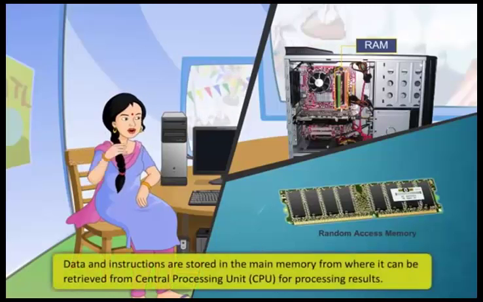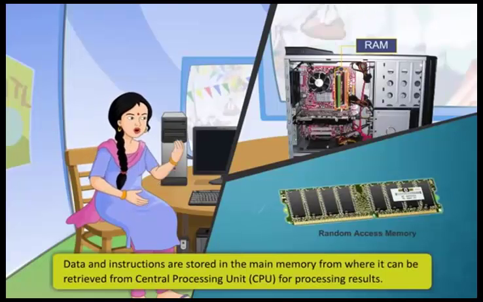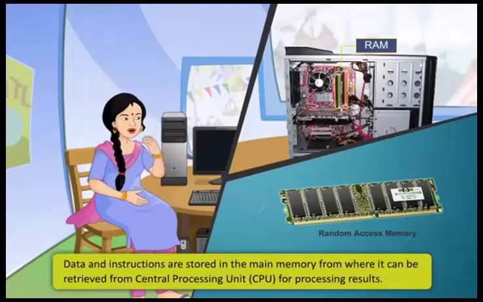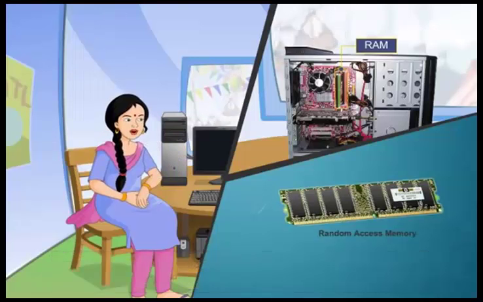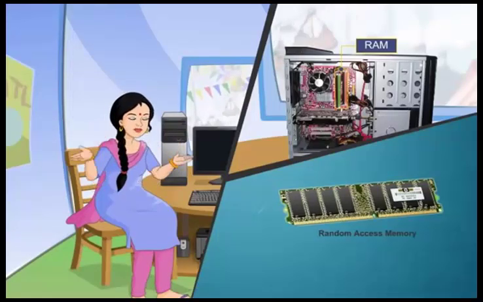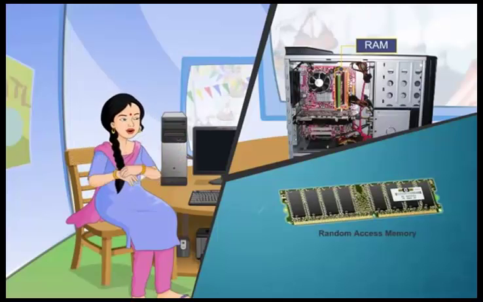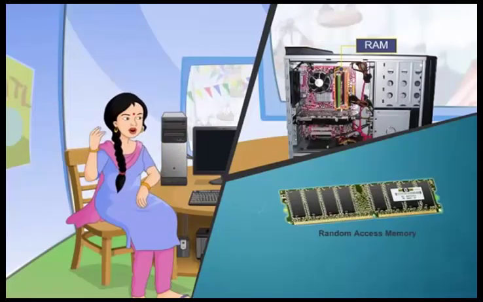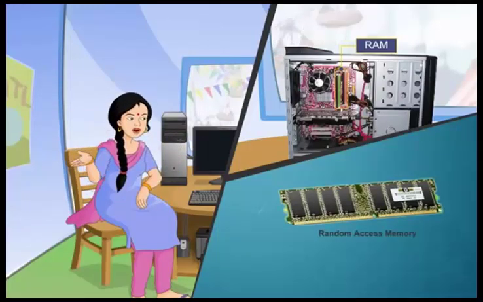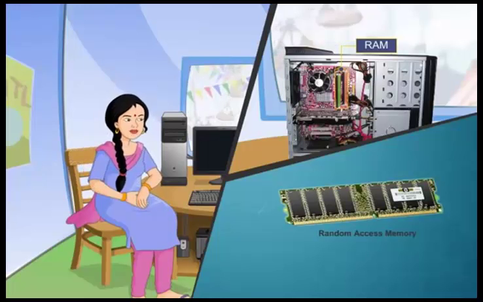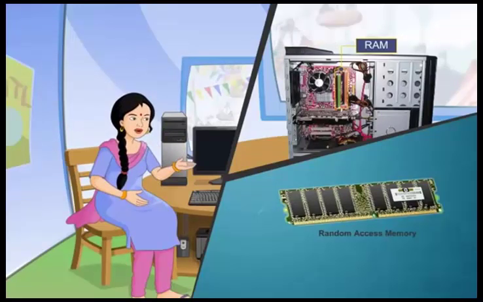Data and instructions are stored in the main memory from where they can be retrieved by the Central Processing Unit or CPU for processing results. RAM is the memory in which all the programs are stored. The speed of the computer depends on the RAM. Cache memory is a memory that is a part of RAM and is very near to the processor. It is used to improve processing speed.